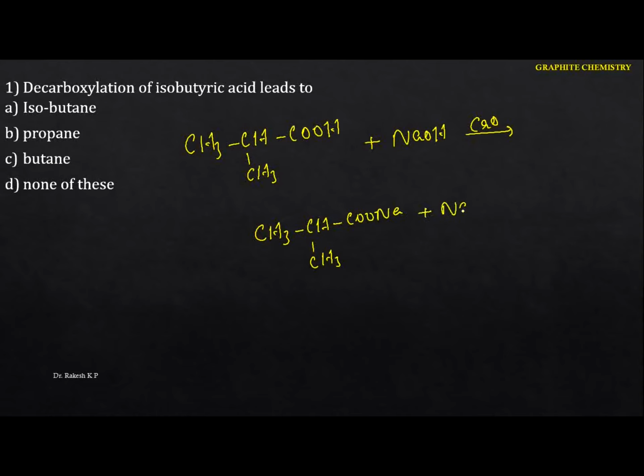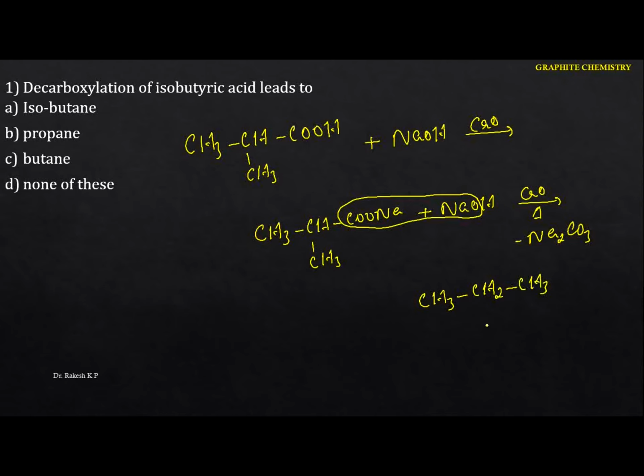Again, when this is further treated with soda lime and you heat it, the byproduct you are going to get is sodium carbonate, Na2CO3. Now see the remaining part: CH3, and here the remaining is CH2CH3. Now we got the alkane, so this is propane. If you do the decarboxylation of isobutyric acid, the product you are going to get is propane. In this case, the option is B. Next one.